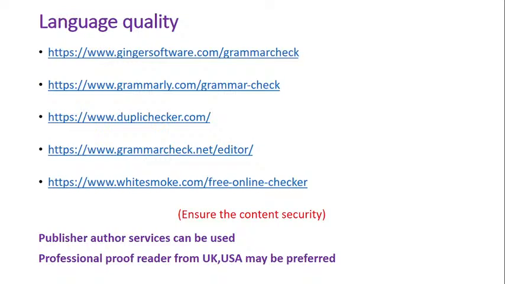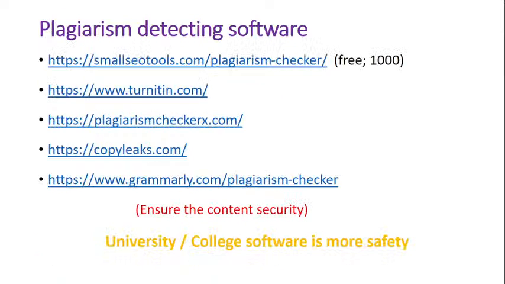And for language quality check, you don't give it to an unauthorized person. What happens if you give your article for language check is that person may sell your article somewhere, right? Then before your publication, that corrector will publish the paper. You don't go for that. You can go for a professional proofreader, or you can go for the journal's author service. You don't go for unauthorized people.